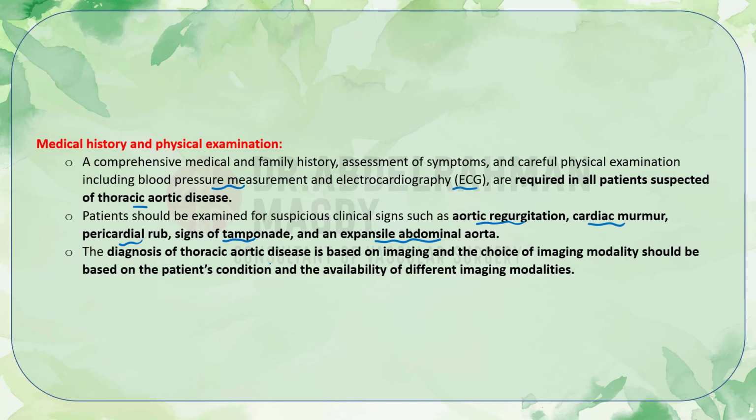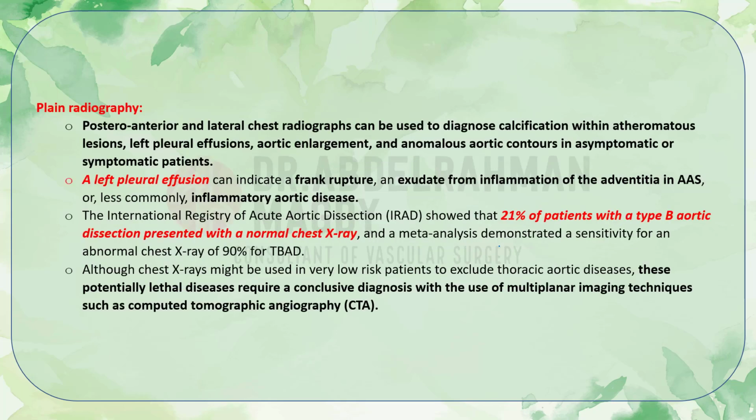The diagnosis of thoracic aortic disease is based on imaging, and the choice of imaging modality should be based on the patient condition and the availability of different imaging modalities. So it is very important to do a comprehensive physical examination and to take a full medical history from the patient to delineate the risk factors and the family history.